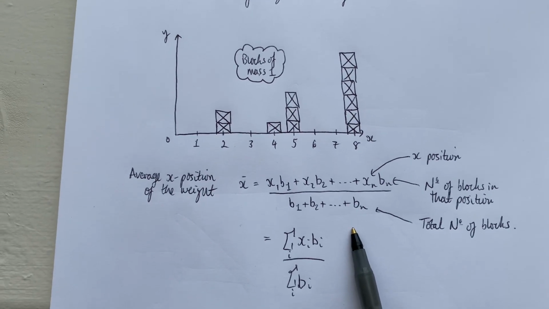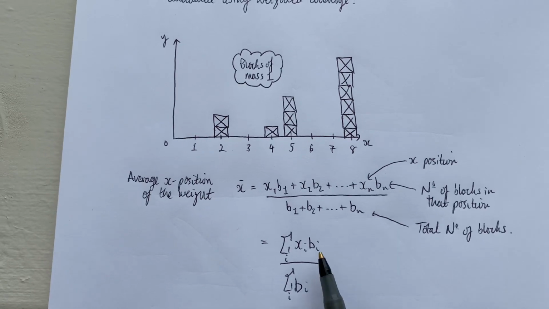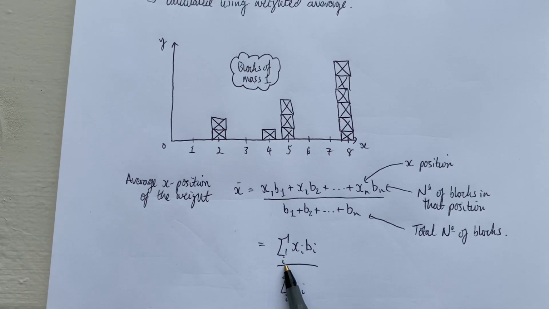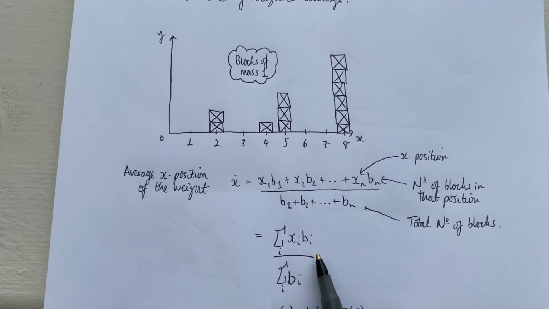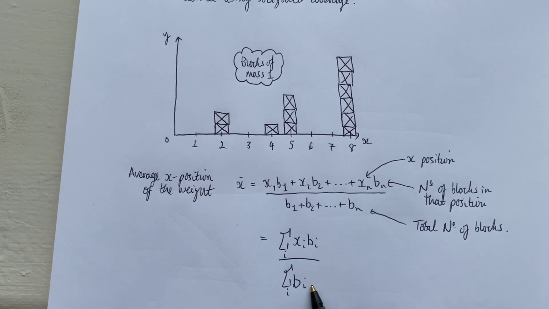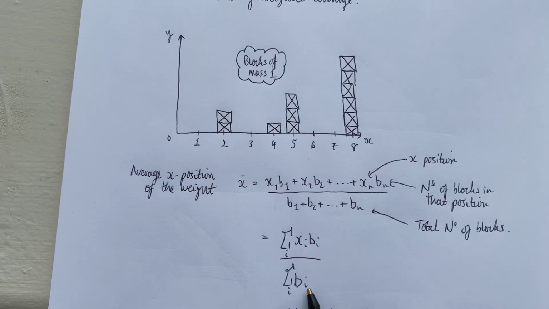So that can be written in summation form, where we say the sum over i of all of the xi's multiplied by bi, divided through by the total number of bi's. So the sum over i of all of the bi's.